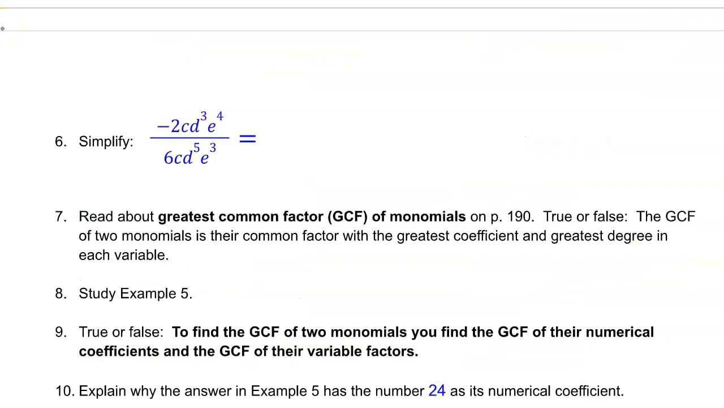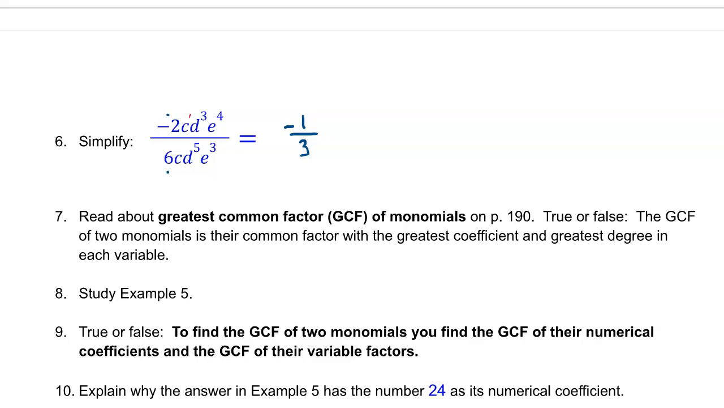Number 6. Now that we've talked about using the subtracting exponents to help us to divide powers, let's try simplifying this complicated fraction. Start with the coefficient numbers, -2 over 6. They both divide by 2 or use a calculator, but you will get -1 over 3. Okay, now we're going to work with our variables. What happens with the letter C?